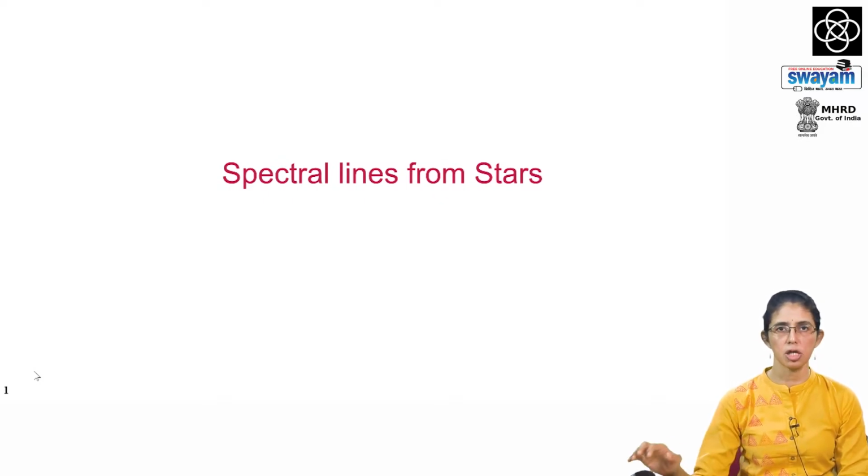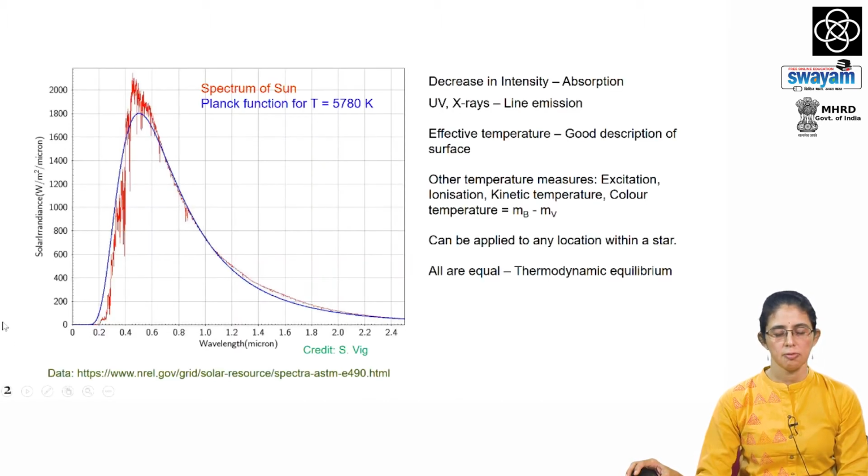We will next be talking about the spectral lines from stars. We again look at the spectrum of the Sun. One can see that it can be approximately fit by a black body function whose peak corresponds to the temperature of 5780 Kelvin, and this temperature is known as the effective temperature or the surface temperature. The spectrum of the Sun shows a number of absorption lines.